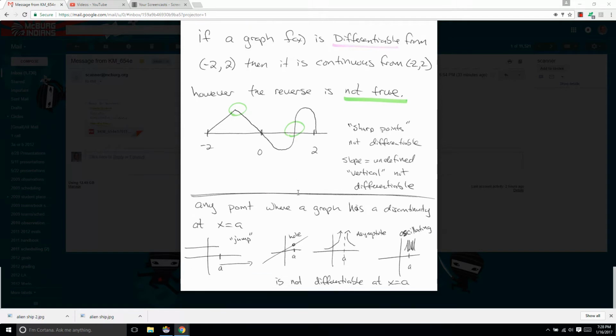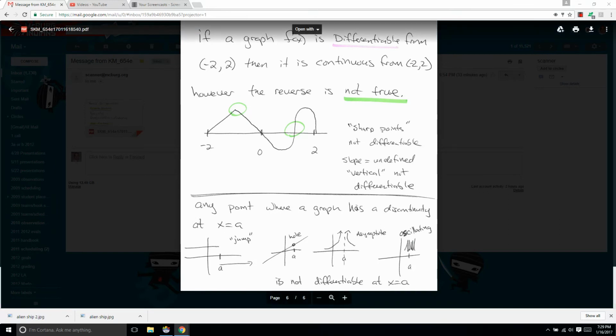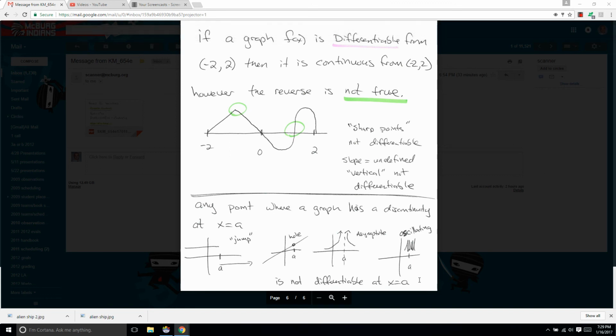In general, anytime a graph has a discontinuity, such as at x equals a, it could be a jump discontinuity. It could be a hole in the graph caused by a removable discontinuity, division by 0. It could be an asymptote, a non-removable division by 0, a vertical asymptote, or even the oscillating type of behavior functions we saw. If they are not continuous, then they're definitely not differentiable at x equals a.